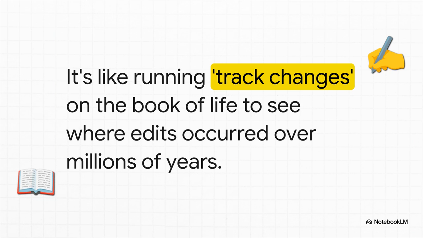Imagine the entire genetic code of two different species. Think of them as two giant Word documents. Sequence alignment is literally like putting them side by side and hitting track changes. It shows us every single edit, every mutation, every insertion, every deletion that has happened over millions of years.